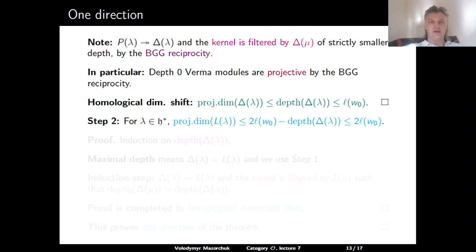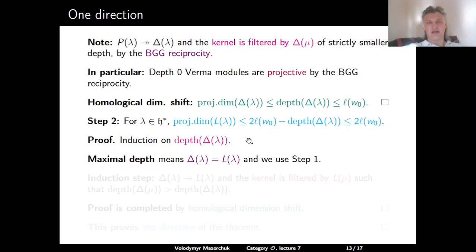In step 2, from this property we deduce that the projective dimension of the simple module L(λ) is at most twice the length of the longest element minus the depth of Δ(λ). And this is of course bounded by twice the length of the longest element. Again, we do induction on the depth of Δ(λ), and the maximum depth means that Δ(λ) is simple. So we can use step 1 and say that for the maximum depth, the projective dimension is at most l(w0), so this formula is okay.